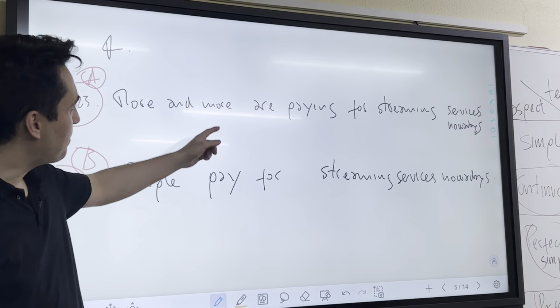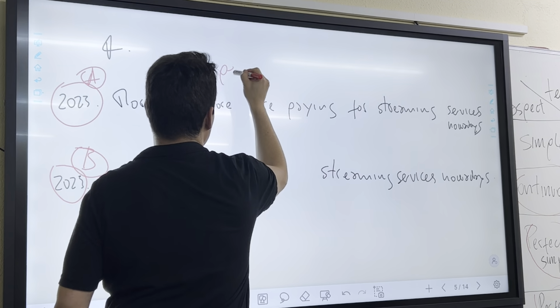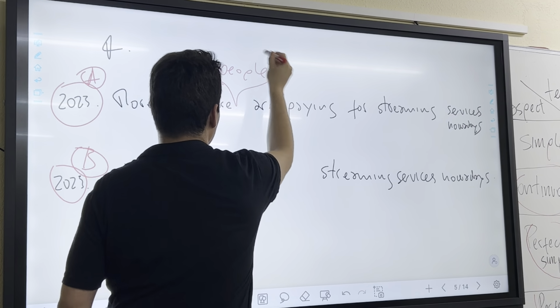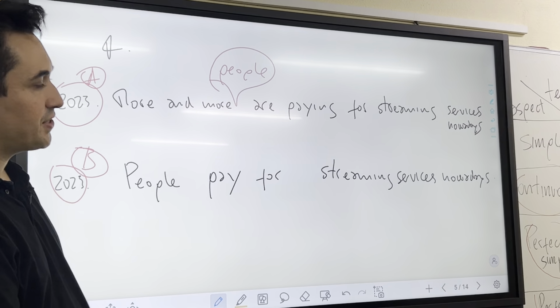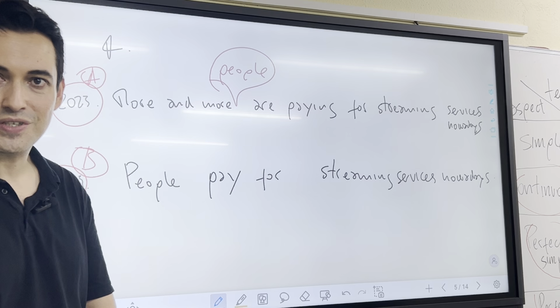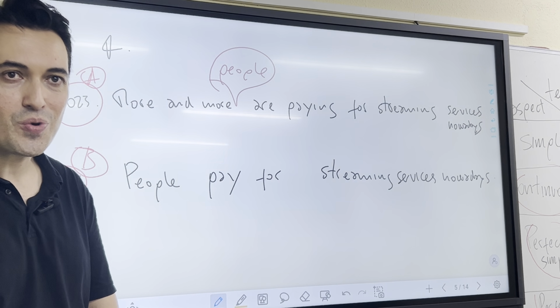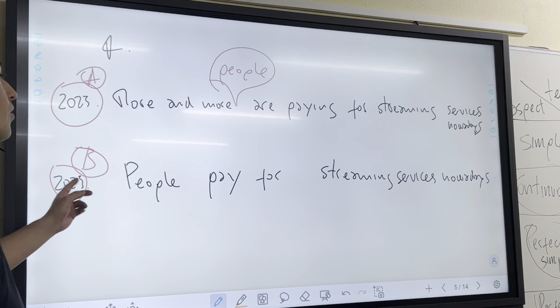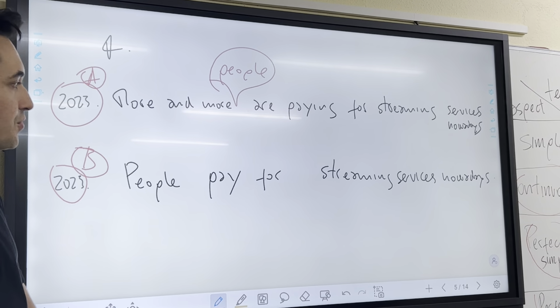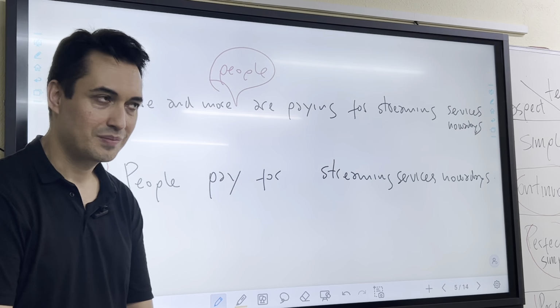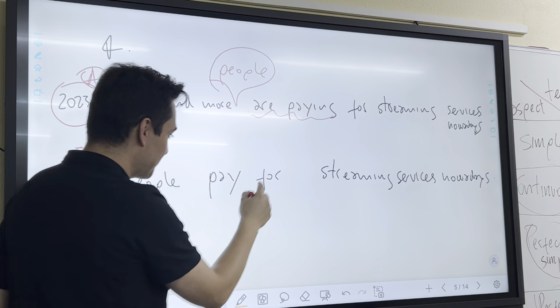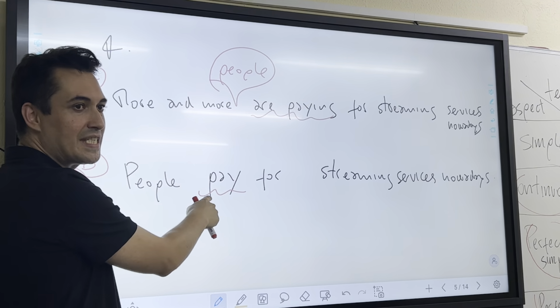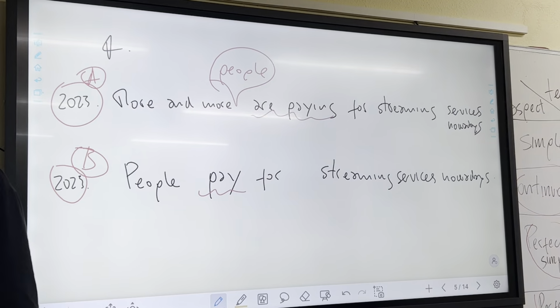More and more people are paying for streaming services nowadays. Streaming services like Netflix or HBO. And then another person said, people pay for streaming services nowadays. Again, continuous, simple. What is the difference?